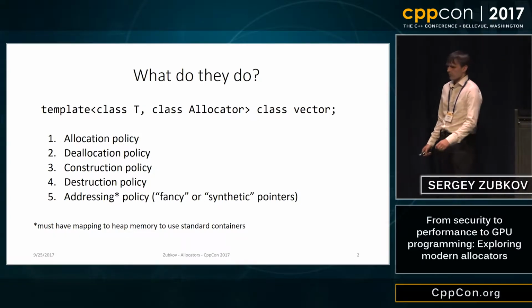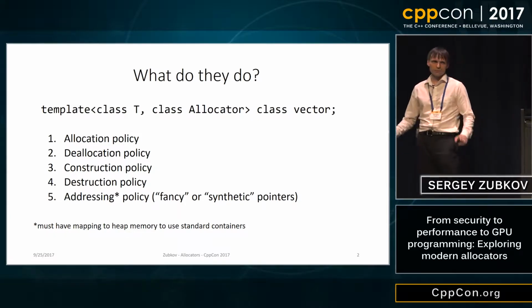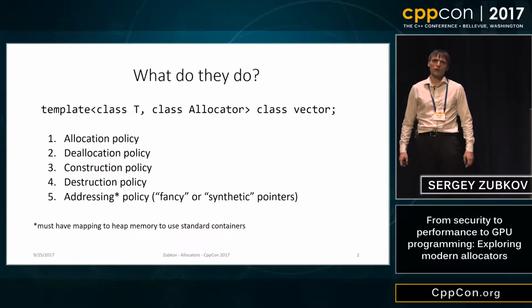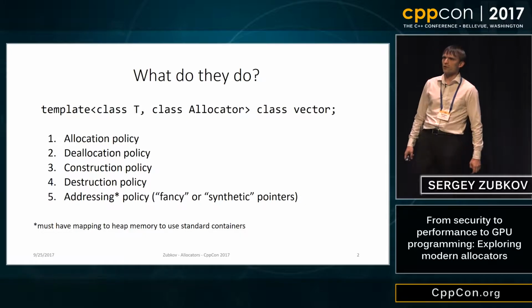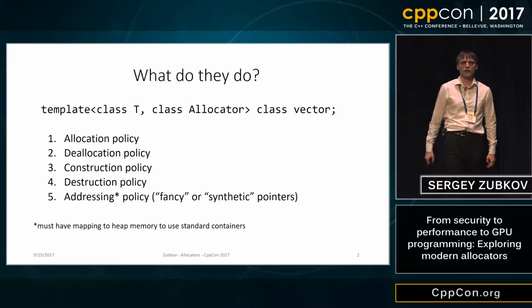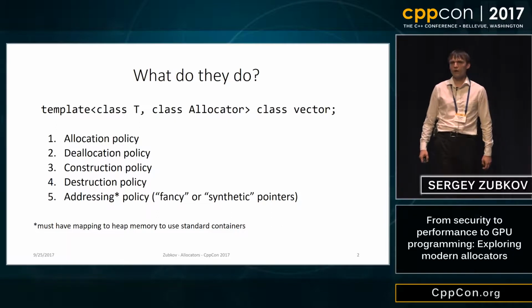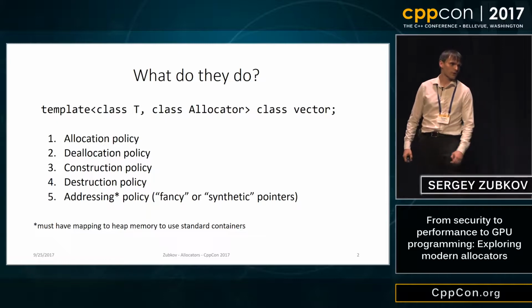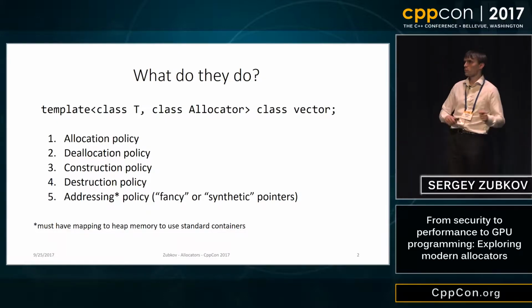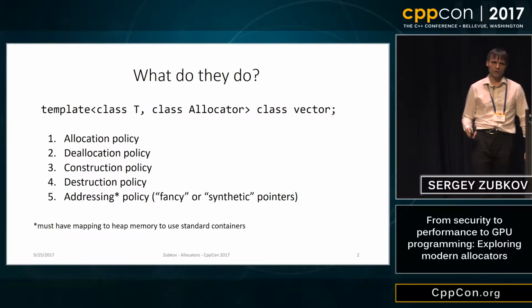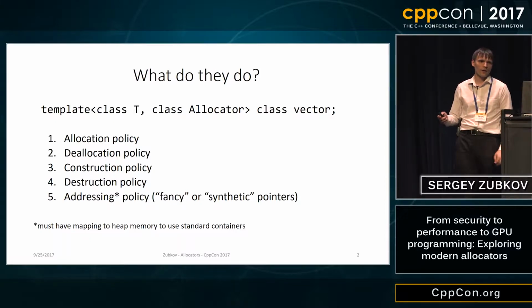So first, a brief refresher. What do allocators do? Despite the name, they do not just allocate. An allocator is a customization point that controls 5 different policies. It determines where uninitialized memory comes from, how uninitialized memory is disposed of, how objects are created in that memory, how objects are removed from that memory, and what it actually means to point to an object in that memory. We'll show a couple of examples of how that works.